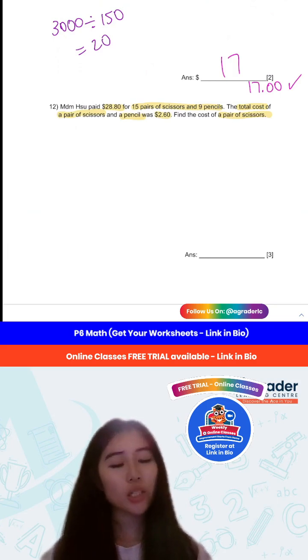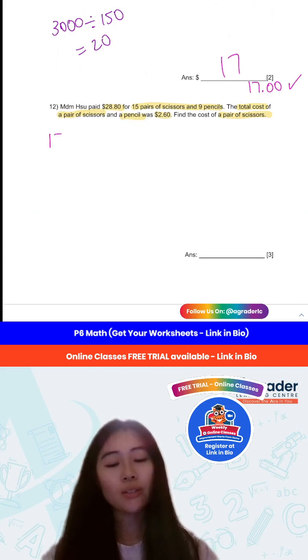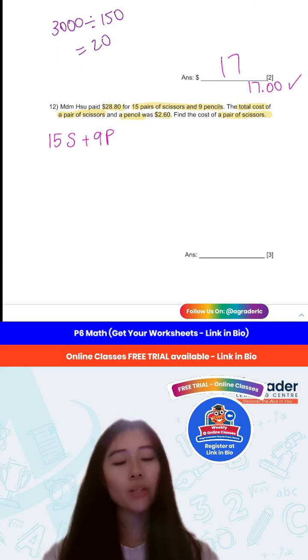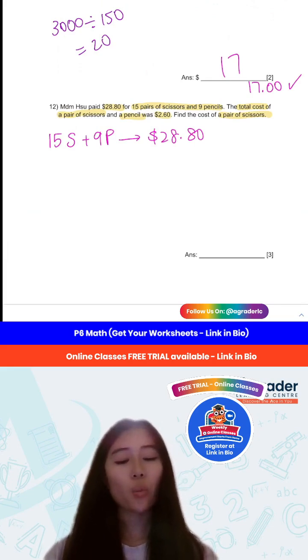Okay, let's go through this. So I'm just going to write down the information. 15 scissors. Scissors I use S, okay? Then plus 9 pencil. Pencil I just use P. Okay, so total will be $28.80. Then after that, you know that 1 scissors plus 1 pencil is 260.